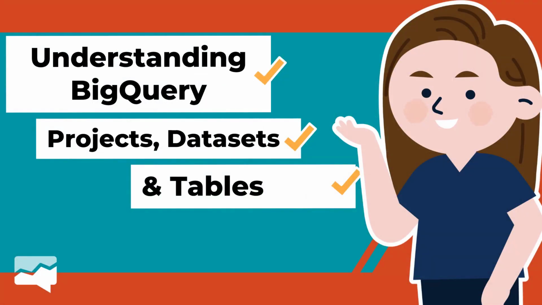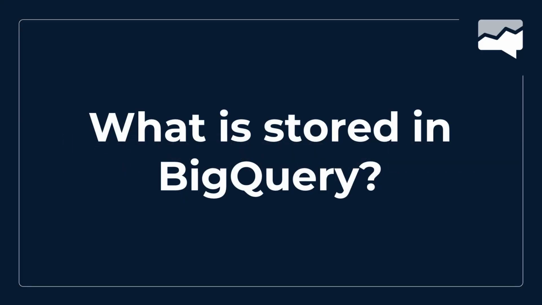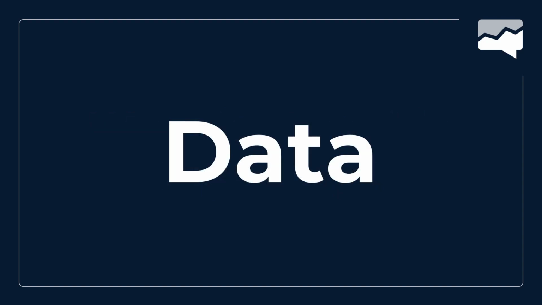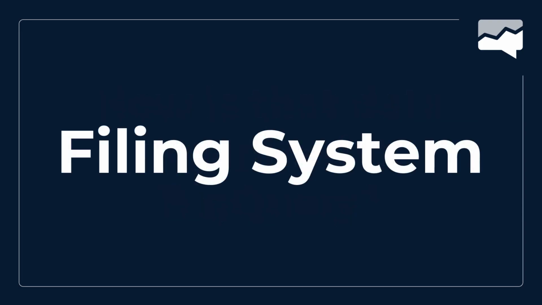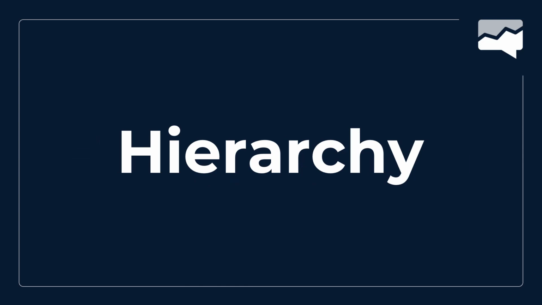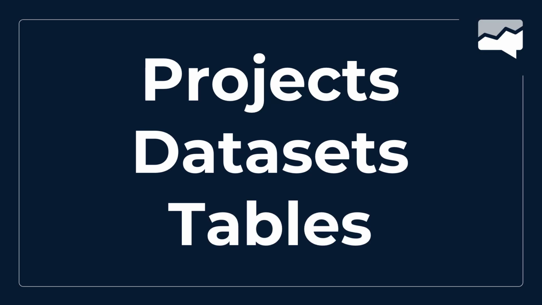Alrighty, let's dive into understanding BigQuery projects, datasets, and tables. Let's start. So what is stored in BigQuery? Well, BigQuery is designed to store data. Just like a Google Sheet, it houses data. Now, the question is, how is that data organized in BigQuery? Think of BigQuery as having a filing system, and that filing system has a hierarchy. The hierarchy in BigQuery is, at the top, we have projects, then datasets, then tables.